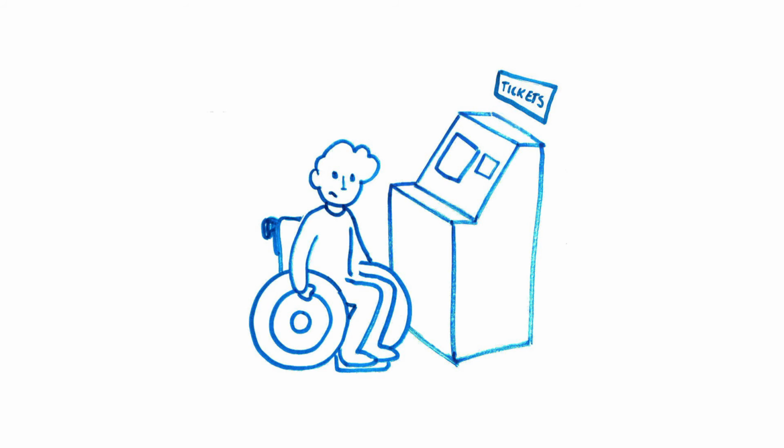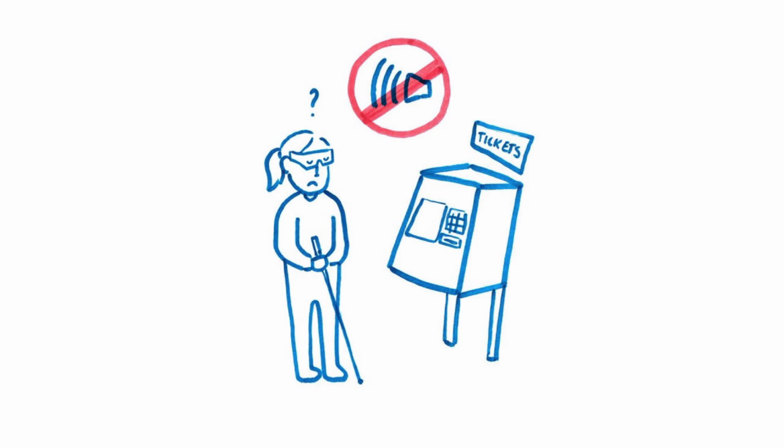This fails to meet requirements 8.3.2.4, 8.3.2.5, and 8.3.2.6. Solution B is a machine that does not offer any speech output, making it impossible to use for many users with visual impairment. This fails to meet requirement 5.1.3.1.